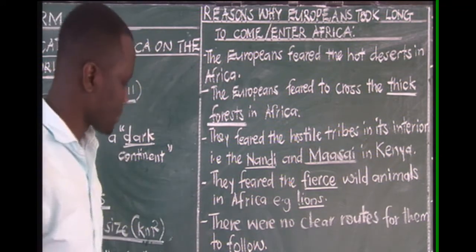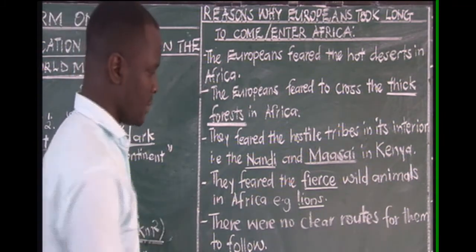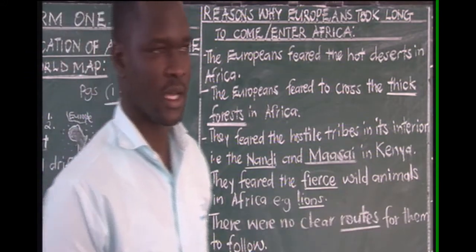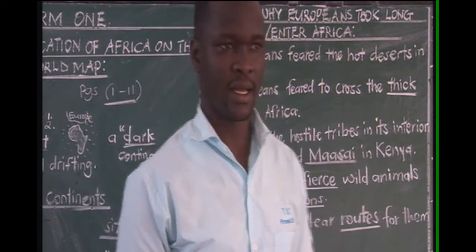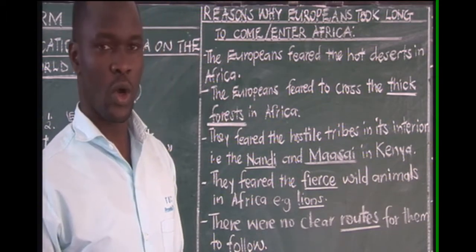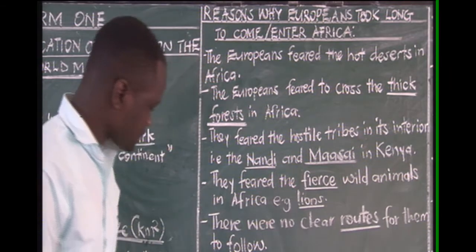And then lastly, we are saying that there were no clear routes for them to follow, meaning there were no clear roads where they could pass to come to Africa. So because of these reasons, these Europeans took long to enter the interior of Africa.